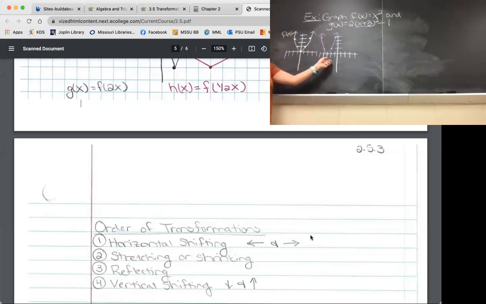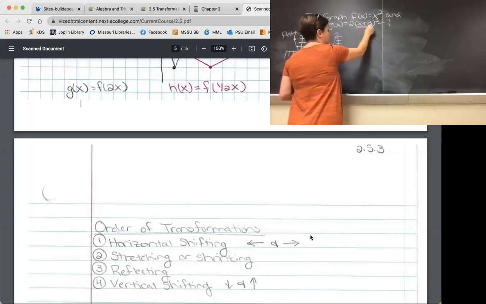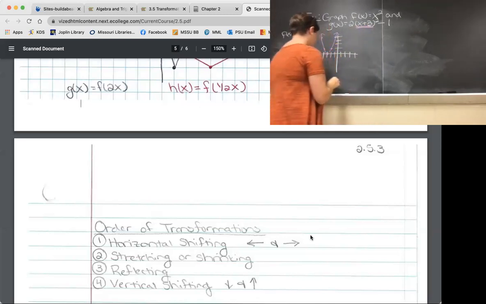So here's what my graph looks like after I've done the horizontal shift. I started with f of x. Now I've shifted it. I've done this part right here. I have shifted it to the left 3 units.